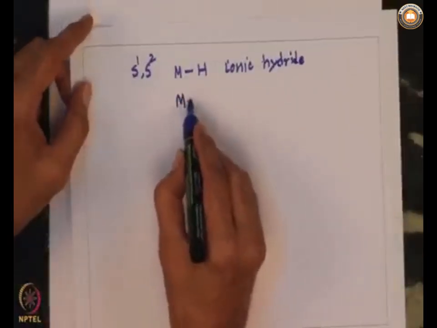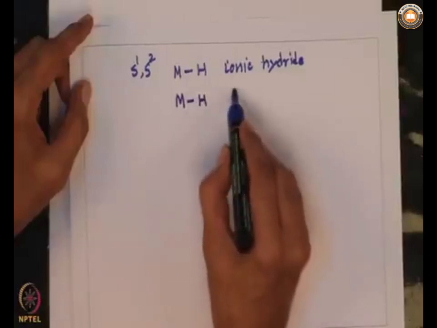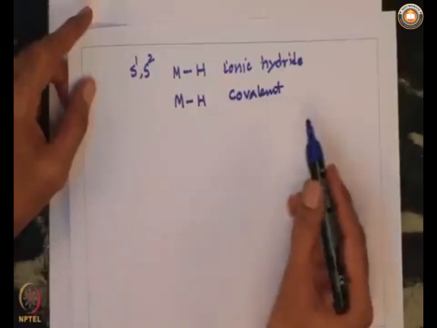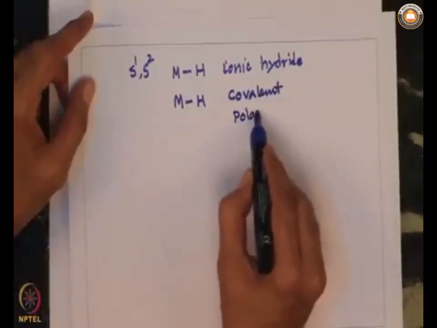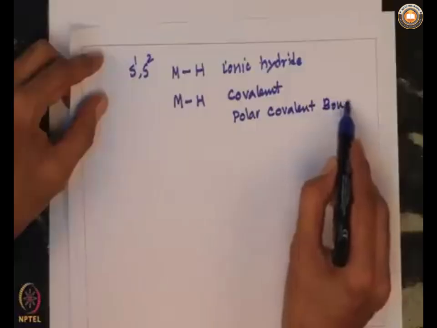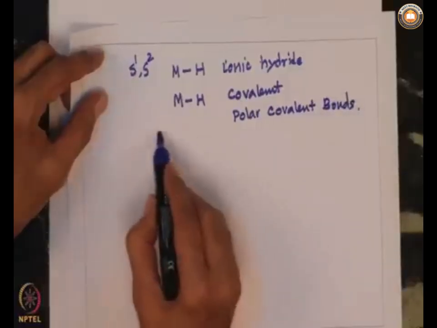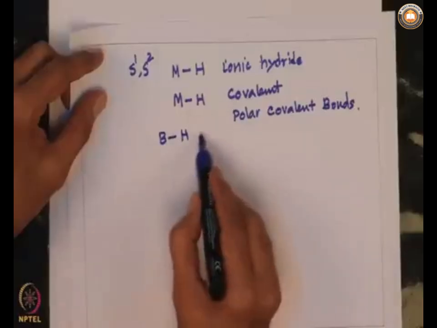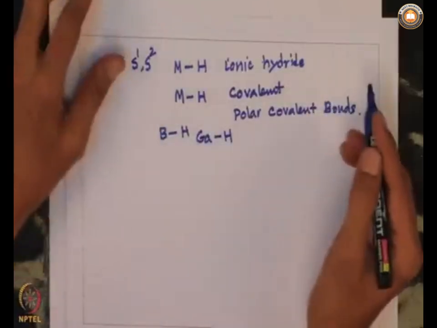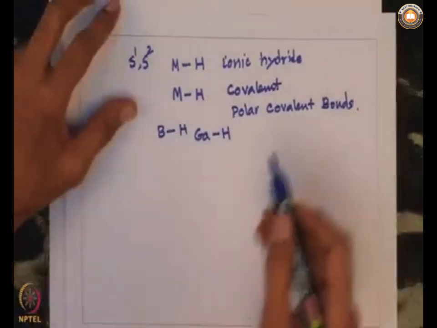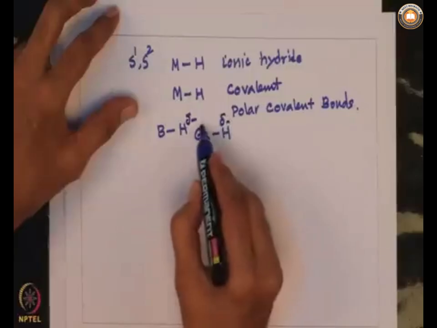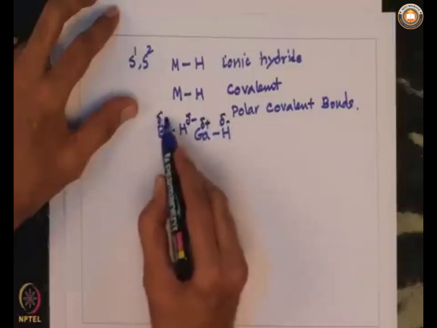On the other hand, when hydrogen combines with p block elements, mostly they are covalent in nature, and in some cases where the electronegativity difference is enormous, they are polar covalent bonds. For example, if you consider the B-H bond or gallium to hydrogen bond, in these cases the electronegativity of hydrogen is much larger compared to the electronegativity of boron or gallium. As a result, hydrogen carries delta minus charge and gallium and boron carry delta plus charge.